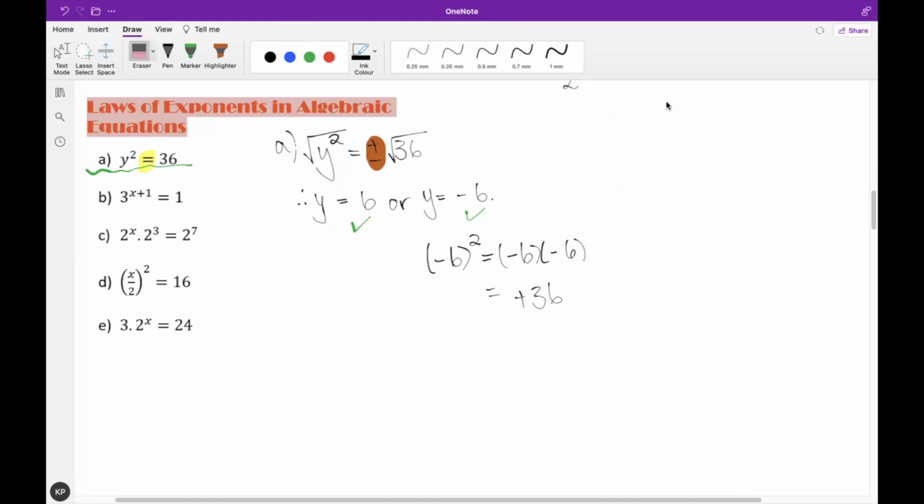Do we understand that? Can I have a thumbs up, thumbs down on that concept? Anytime you introduce a square root, you say it is either positive or negative square root.